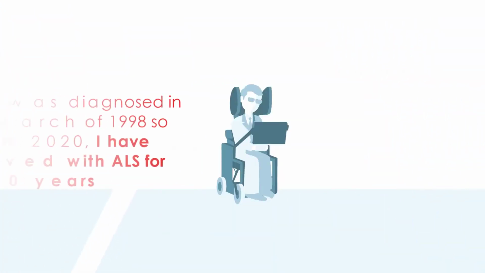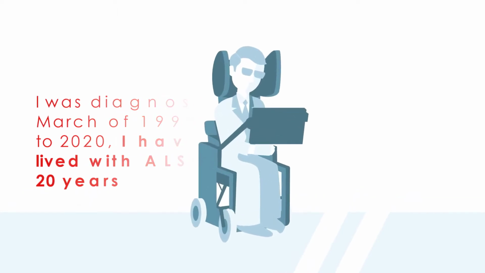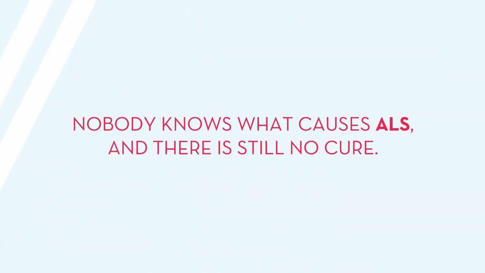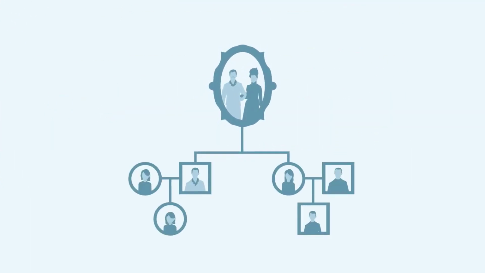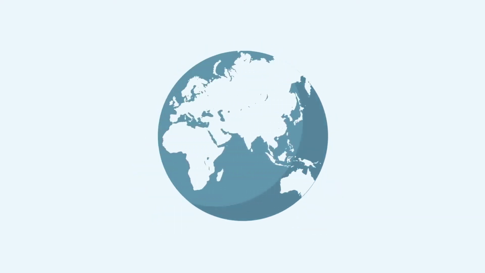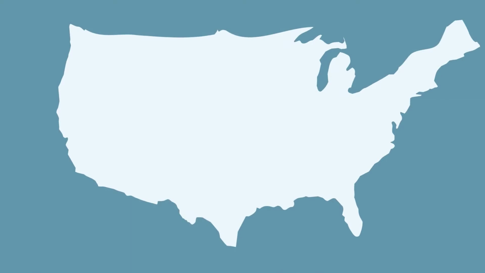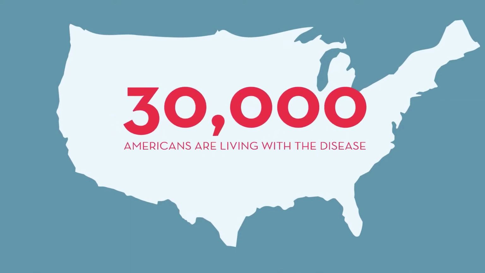Most ALS patients live 2 to 5 years after diagnosis, though a few live much longer. Nobody knows what causes ALS, and there is still no cure. In a few cases, it is passed down through genetics, but most of the time, there's no family history of the disease. It can affect anyone. In the US, an average of 15 new cases of ALS are diagnosed every day, and about 30,000 Americans are currently living with the disease.